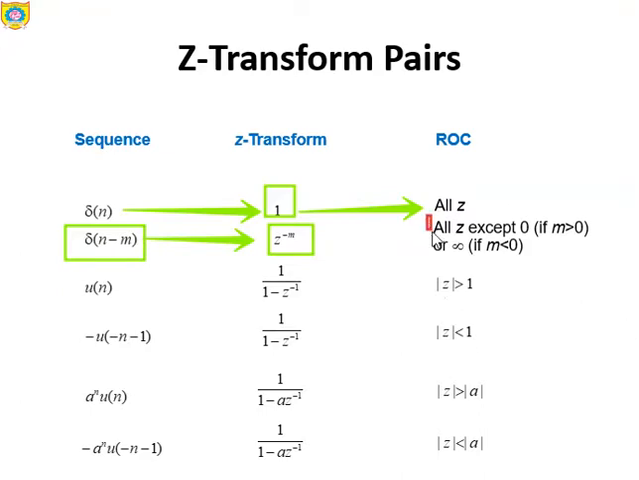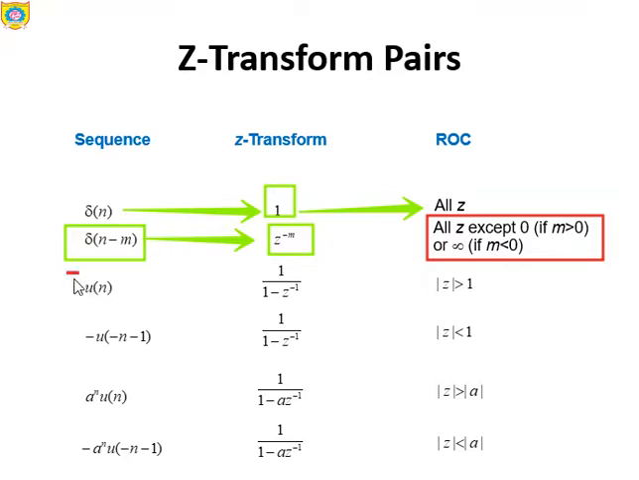And the ROC for this one is the entire z plane except z equal to 0 if m is greater than 0, and one more condition: the entire z plane except z equal to infinity if m is less than 0. So that is one of the pairs which we can form to solve some of the numericals based on the Z transform.